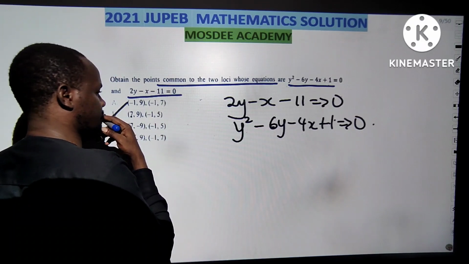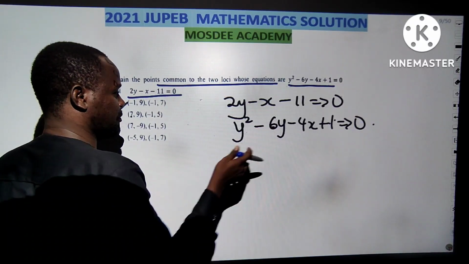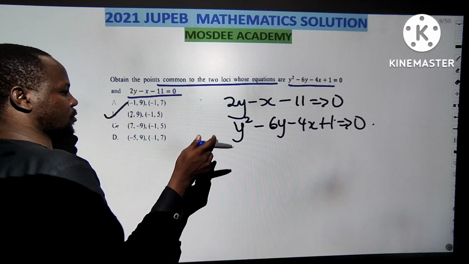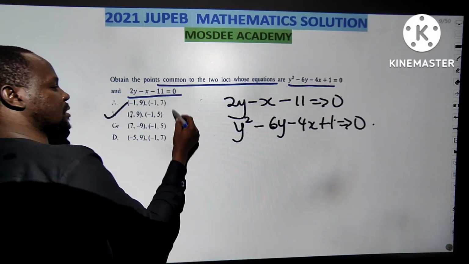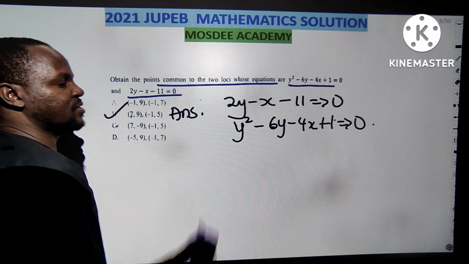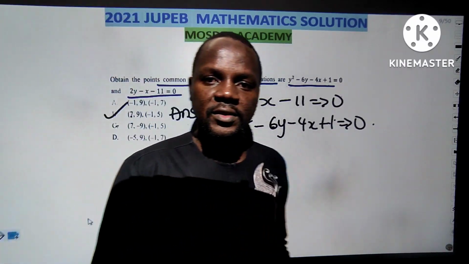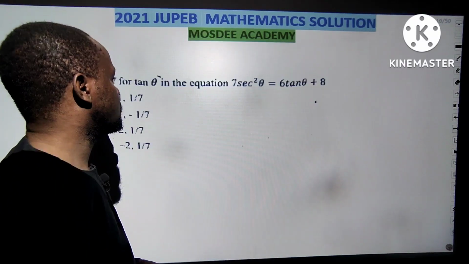81 minus 6 times 9, 81 minus 54 minus 28 plus 1 is also equal to 0. So this is the solution to the question. This is the answer to the question. So we don't need to waste time on what we know is already the answer. The next one. Thank you.